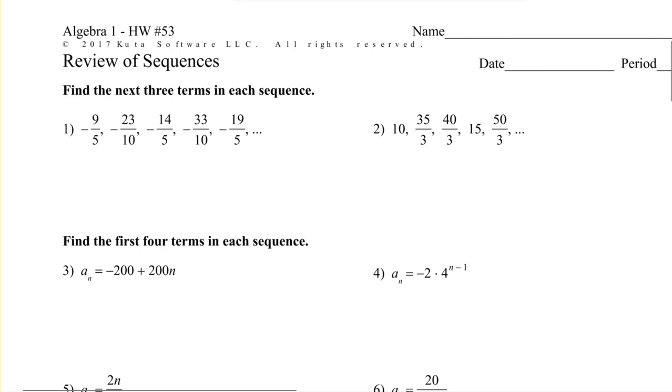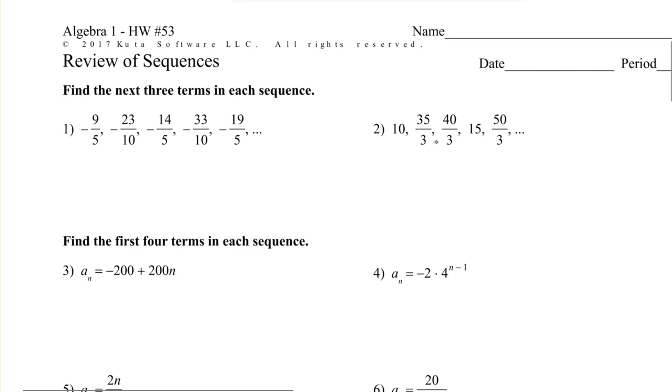So this is homework 53, review of sequences. I've already done the first problems in each section for you, so I'm just going to do the rest of them. If we look at this: 10, 35 over 3, 40 over 3, 15, 50 over 3.